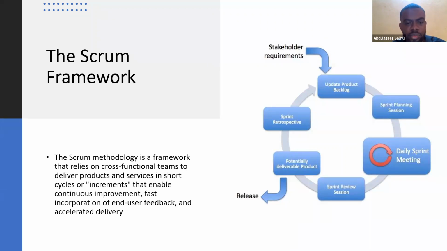The Scrum methodology is a framework that relies on a cross-functional team to deliver products and services in short cycles or increments. That enables continuous improvement, fast incorporation of end user feedback, and accelerated delivery cycle.